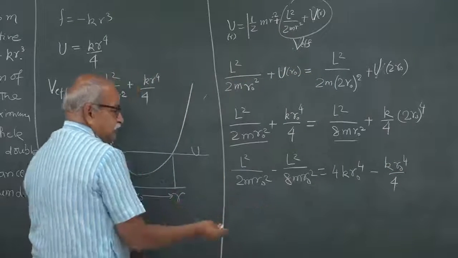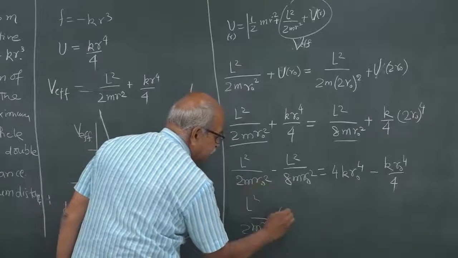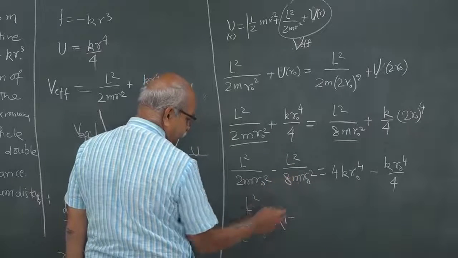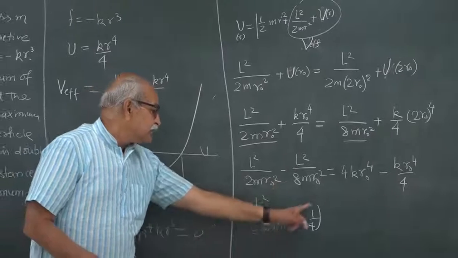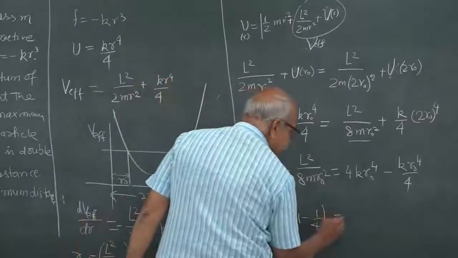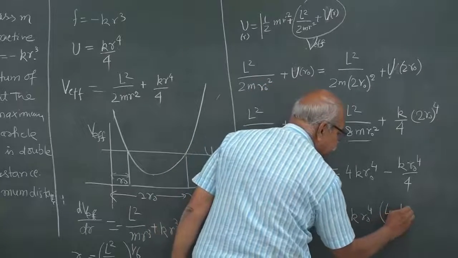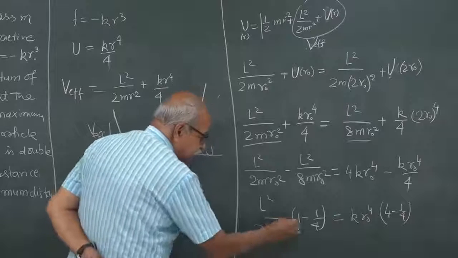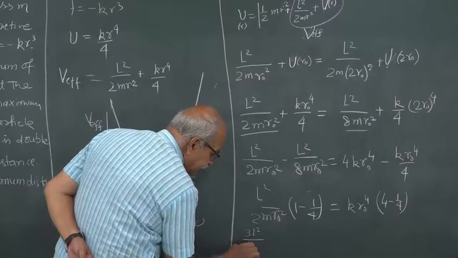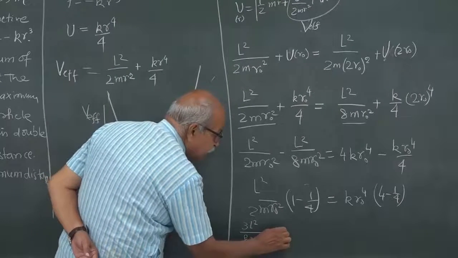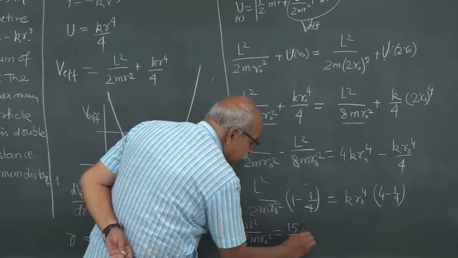Alright, so it is easy to calculate. L square by 2 m r naught square times 1 minus 1 by 4, since 1 by 8 is 1 by 2 times 1 by 4, and on this side k r naught to the power 4 times 4 minus 1 by 4. So, this is 3 by 4. So, 3 L square divided by 8 m r naught square, and on that side it is 15 by 4 times k r naught to the power 4.